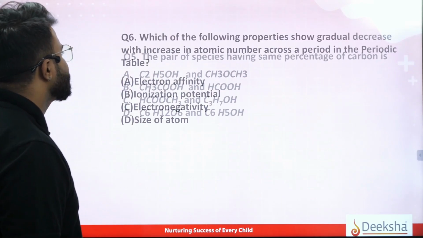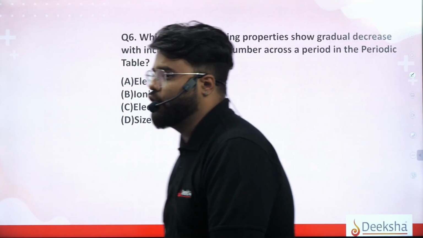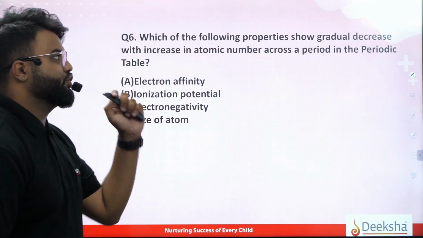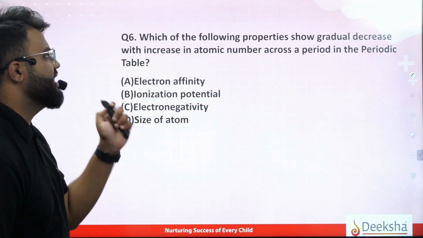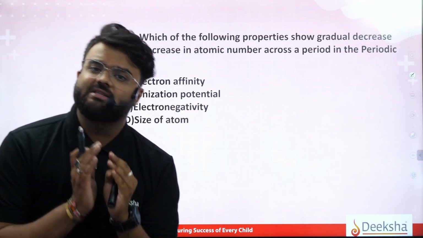Did you understand? Question number 6: which of the following properties shows gradual decrease with increase in atomic number across the period in the periodic table? Simple.